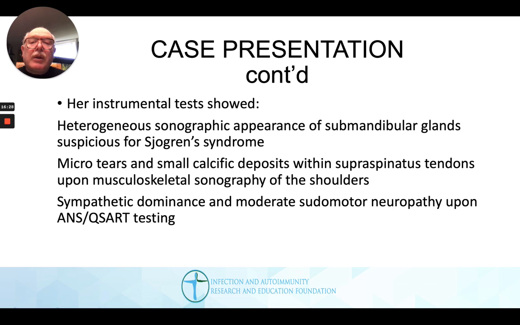Subsequently, the patient underwent ANS and QSART testing and was found to have strong sympathetic dominance and moderate pseudomotor neuropathy.